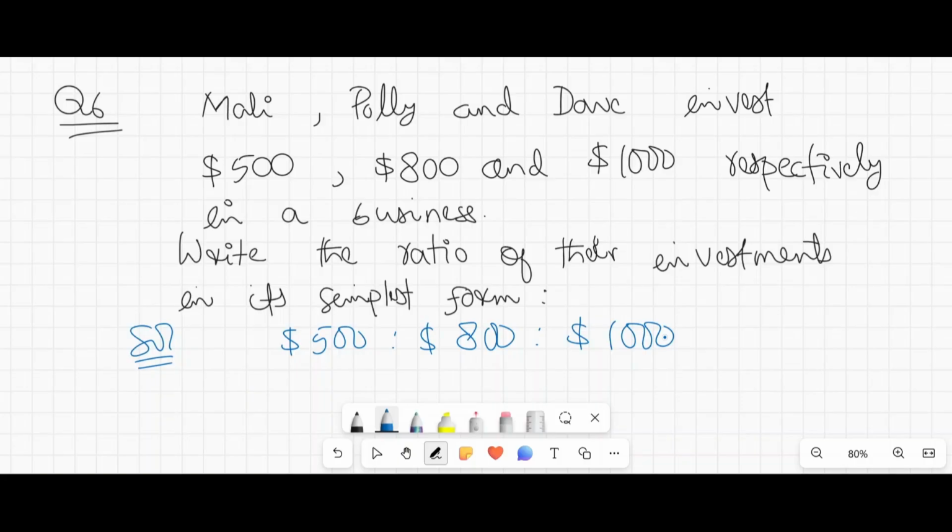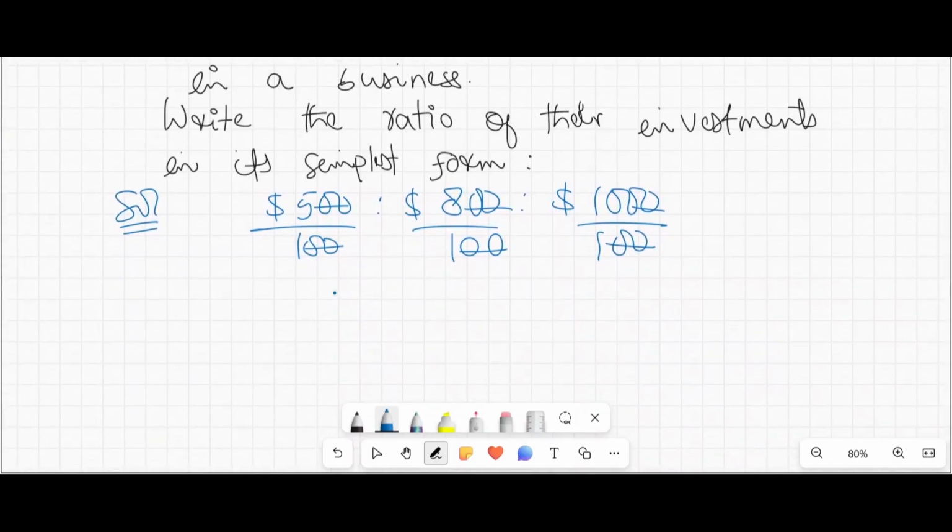Now what we will do is first divide by 100. Let's see how much it simplifies. The zeros will cancel. So you will get 5 ratio 8 ratio 10. Now this is the simplified version, which is the ratio of their investments.